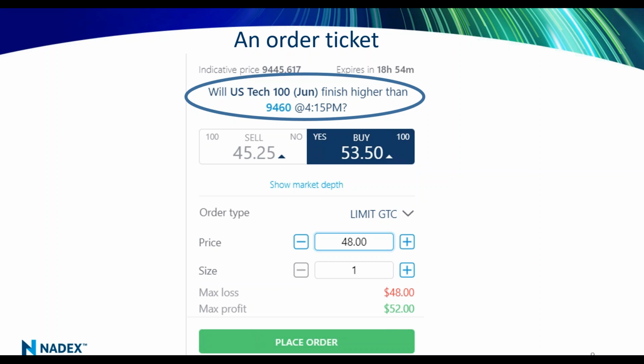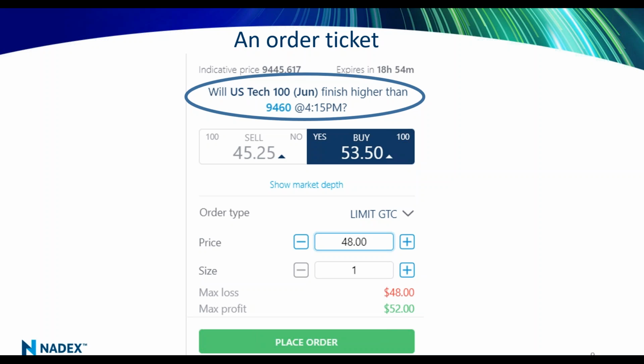In this particular example, it's US Tech 100, which is the NASDAQ. So we've got a product: will it finish higher than 9,460? That's our condition. Will it be higher than 9,460 at 4:15 p.m. the next day? We can see it expires in 18 hours in the upper right-hand corner. So it's got all three components: will the NASDAQ be higher than this price at this time?